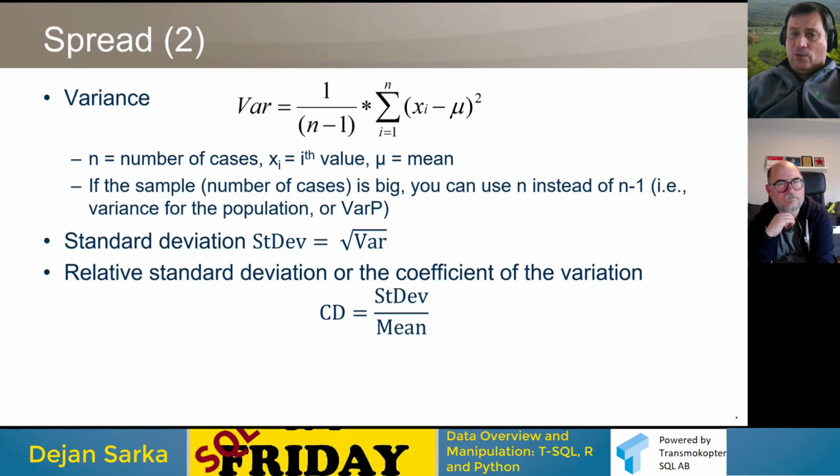These numbers are absolute, but similarly to skewness and kurtosis, we can calculate relative standard deviation, or coefficient of variation: simply divide standard deviation by mean. And now we can see which variable is more useful, more useful for analysis. A variable is useful if it has variability.